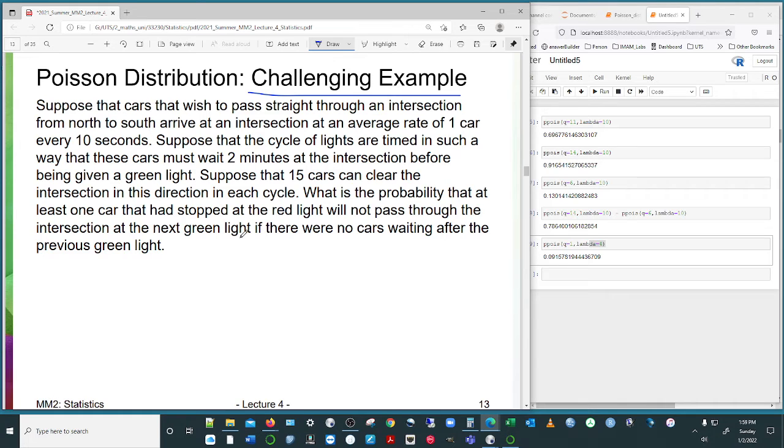Suppose that 15 cars could clear the intersection in the direction of each cycle. What is the probability that at least one car that had stopped at the light won't get through the next pass? So we've all had that, haven't we? We've all been at the tail end of a queue, and then the light goes green and we don't get through, goes orange and red again. I didn't get through the intersection. Boo. Okay, so we're actually working out the probability.